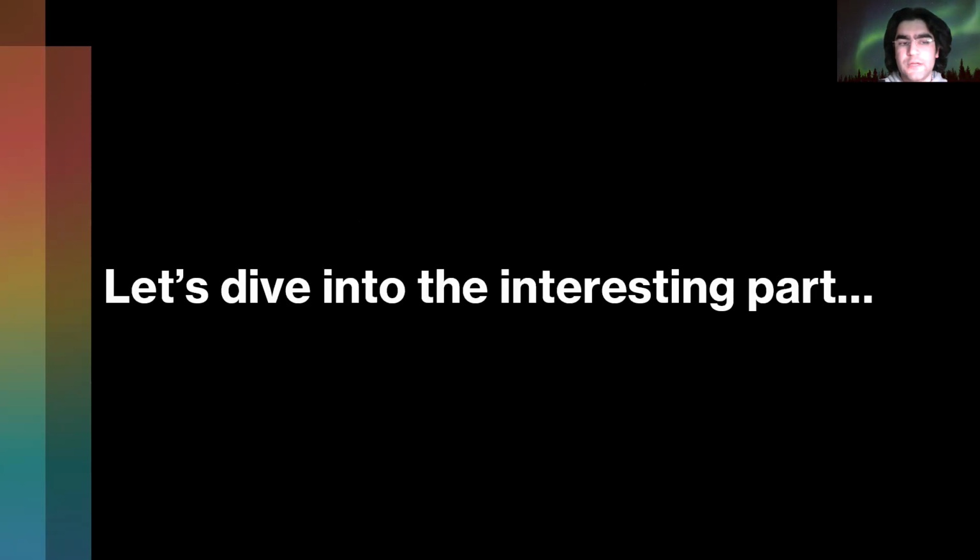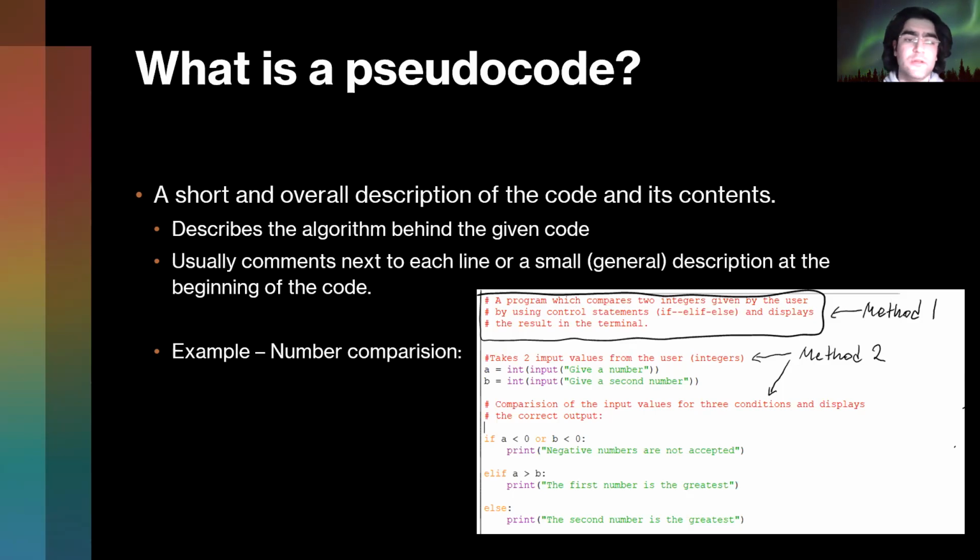Yes, and let's dive into the interesting part. But before I start to define what code is and the anatomy behind Python, I will first describe what pseudocode is. Now, I will describe pseudocode as a short and overall description of the code and its contents. It describes the algorithm behind the given code, and usually pseudocode is written as comments next to each line, or a small general paragraph, or a description at the beginning of the code.